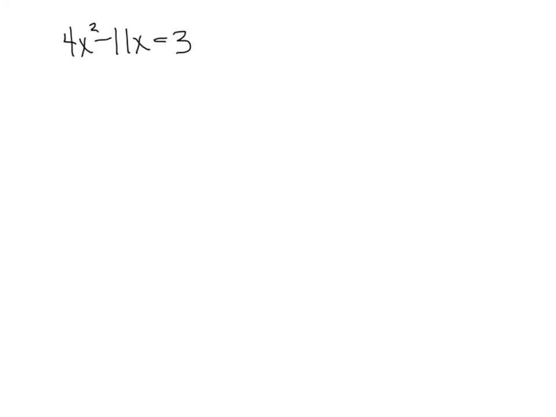All right, so let's take a look at our first example. I have 4x squared minus 11x is equal to 3. For step 1, the first thing we want to do is set it equal to 0. So I'm going to take that positive 3 and subtract it over. Our second step is to identify what a, b, and c are. a is the number attached to x squared, b is the number attached to x, and c is the number by itself, including the signs in front of it.